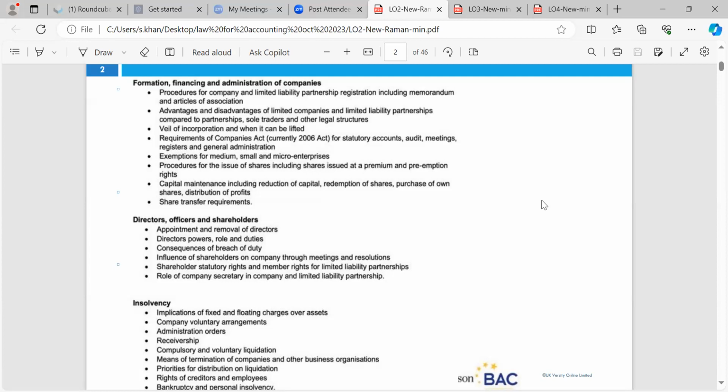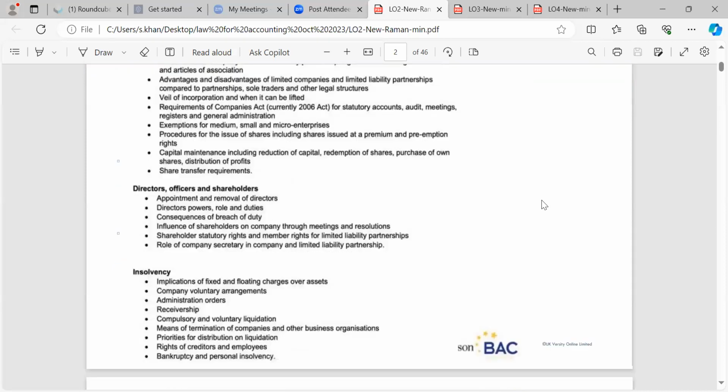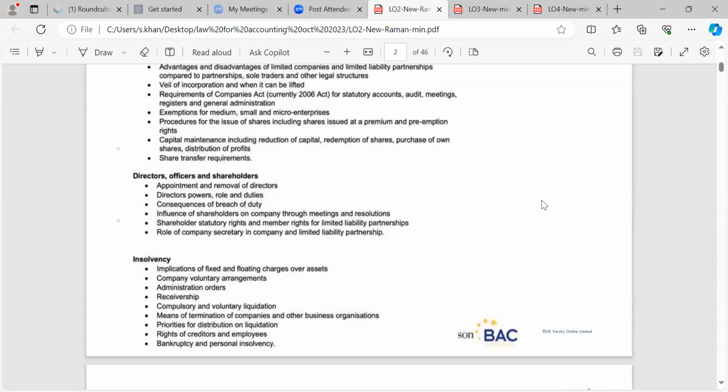Then we looked at requirements of the Companies Act. We looked at exemptions for medium, small and micro enterprises, procedures for the issue of shares, including shares issued at premium and pre-emption rights, capital maintenance. We looked at share transfer. Then we looked at the appointment of directors, officers and shareholders, so appointment and removal of directors. Directors' powers, roles and duties. Do you think directors' powers, roles and duties are much more than shareholders'? Yes, they are.